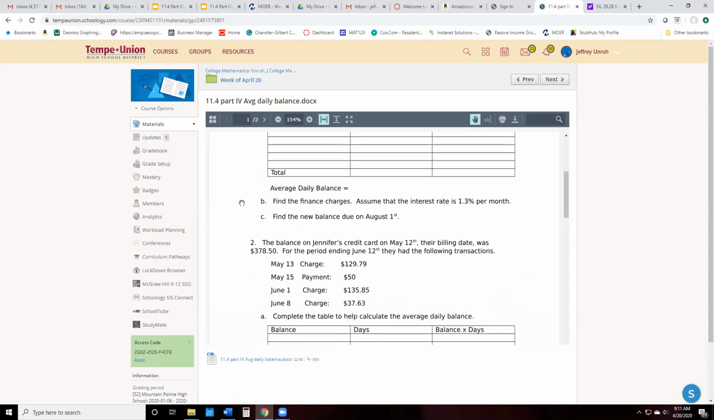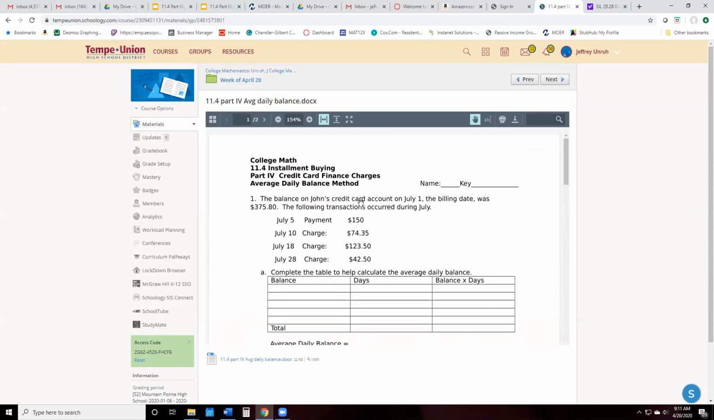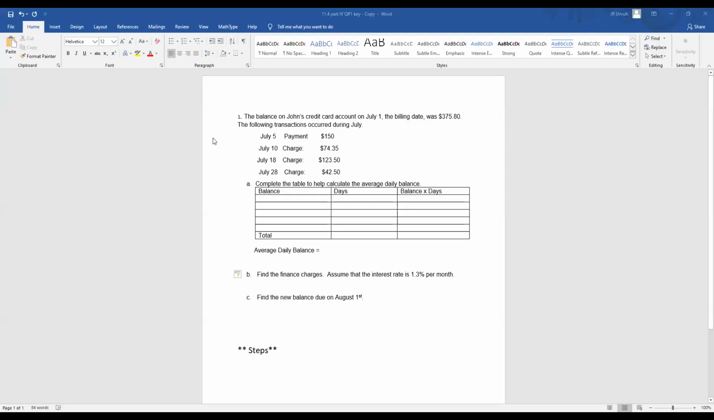Okay, so I'm just going to show you what we're going to do. There are 3 questions on here. I'm going to walk you through how to do the first one right now. Questions 2 and 3 are for you to do as an assignment this week on Schoology. All right, here's the average daily balance. What I've done is just pulled this out and put it on its own separate Word document with just one question.